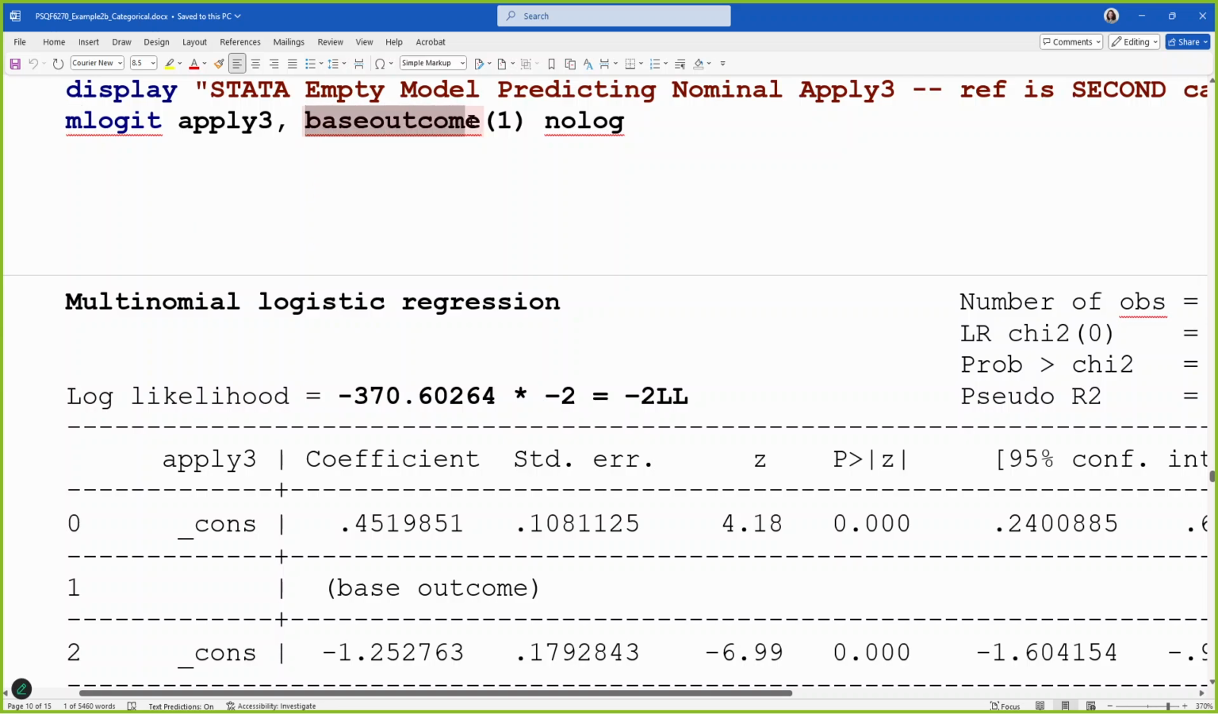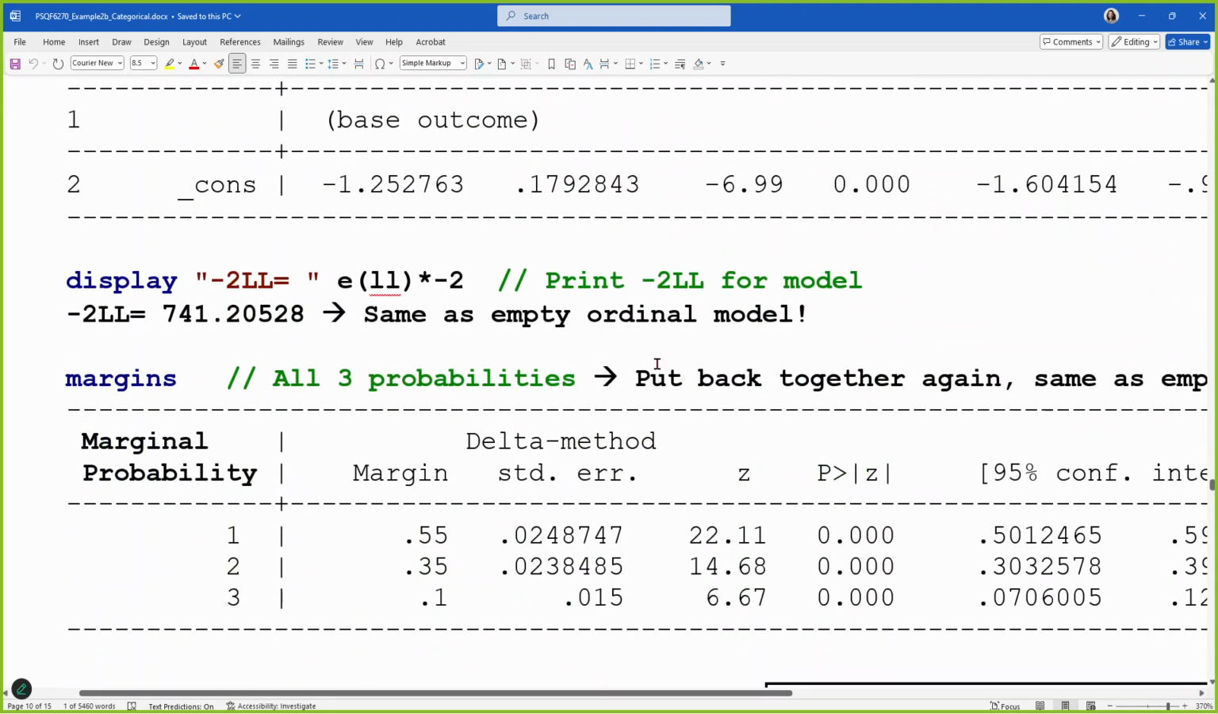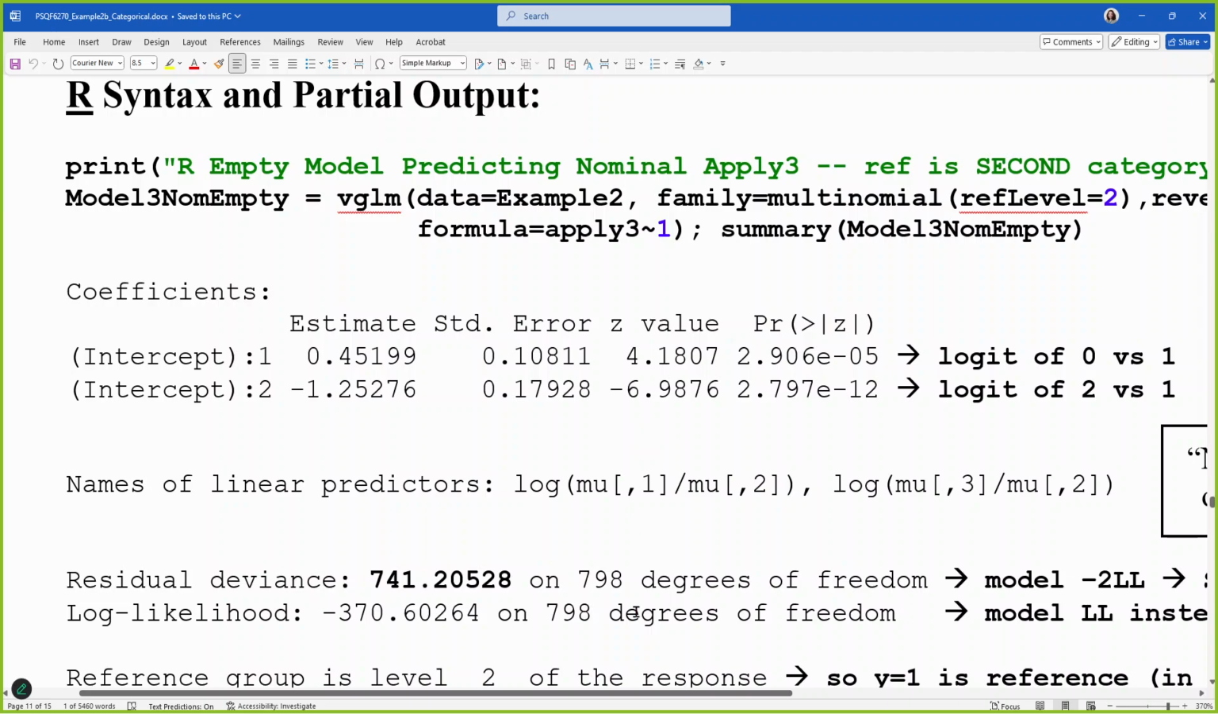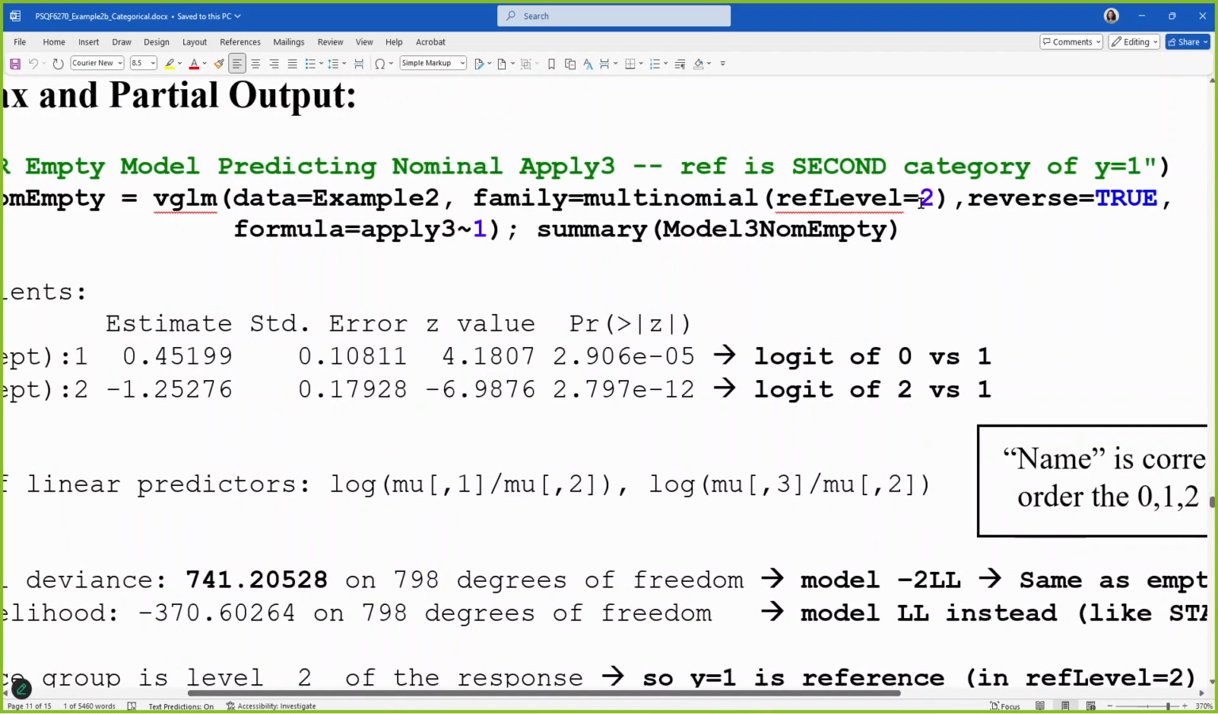Base outcome: the number that goes in parentheses is, in your data, which category value you want as the reference. So I have 0, 1, 2 in my data. I pick the 1. In R, I'm using VGLM still. Family is multinomial, and refLevel with a capital L is 2, because choice number 1 is the second choice. That's why.